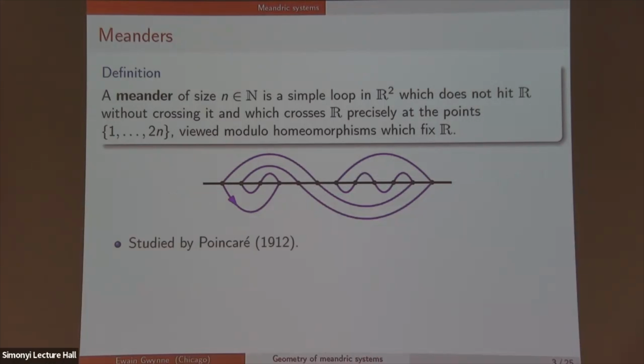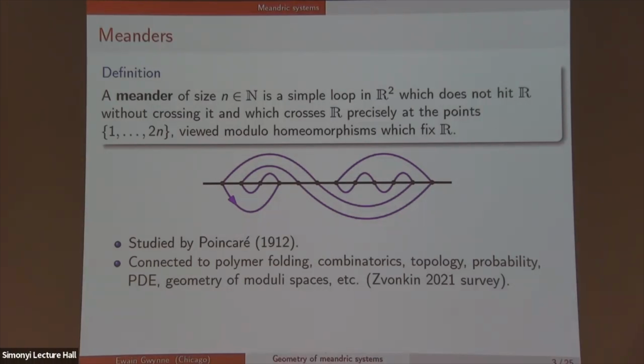The study of meanders dates back to work by Henri Poincaré in about 1912. And these things arise in a huge number of different areas of math and physics, including polymer folding, combinatorics, topology, probability, partial differential equations, moduli spaces, all kinds of different and perhaps sometimes surprising things. If you want to read more about all of the different places where meanders show up, there's a nice short survey article by Zvonkin, which discusses this.